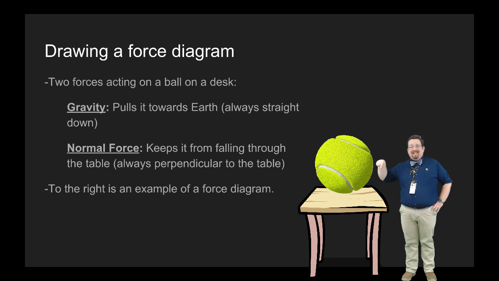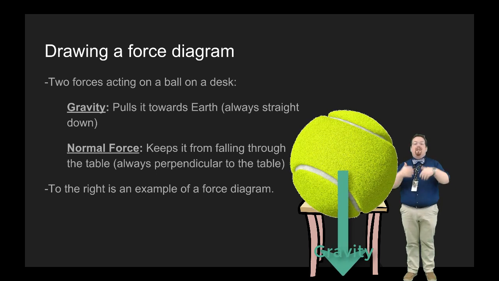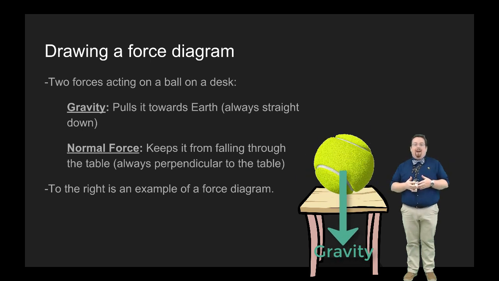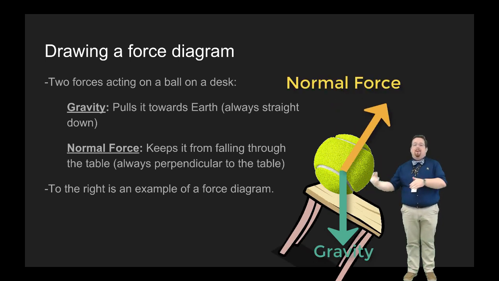Gravity pulls things down towards Earth and is relative to the mass of the object. The bigger the object, the larger the gravitational force. The gravitational force vector always points down. Now the normal force always points perpendicular to whatever surface the object is sitting on. So if we have a flat table, the normal force vector is going to point directly up. If the table's tilted, it would point in whatever perpendicular direction is tilted.